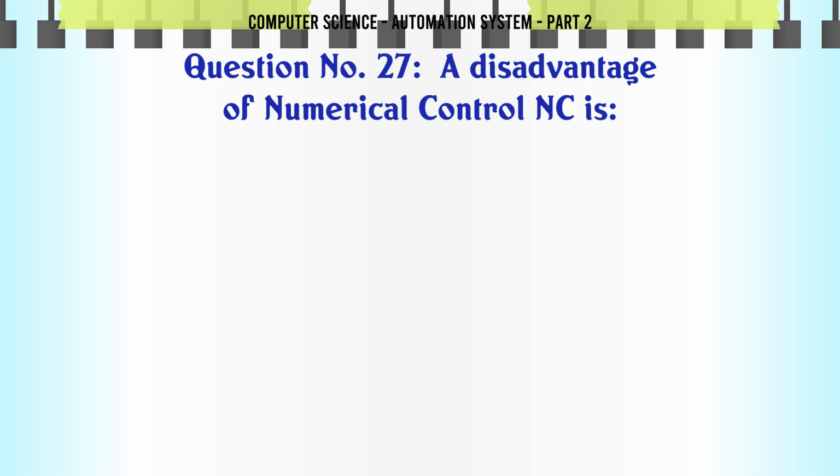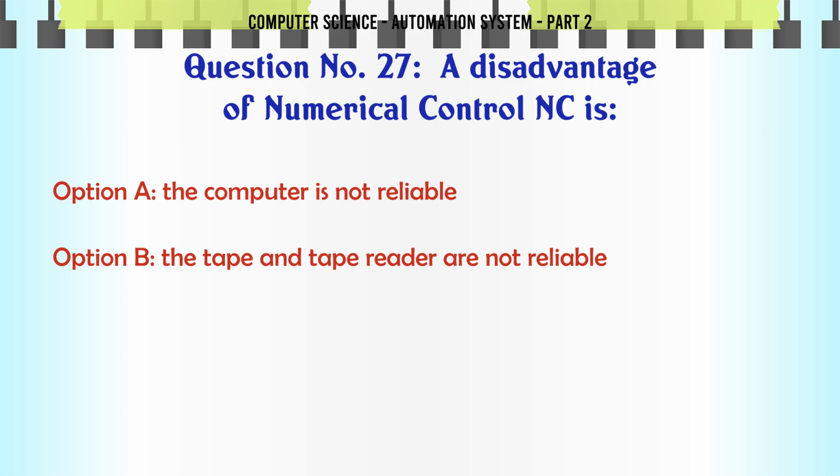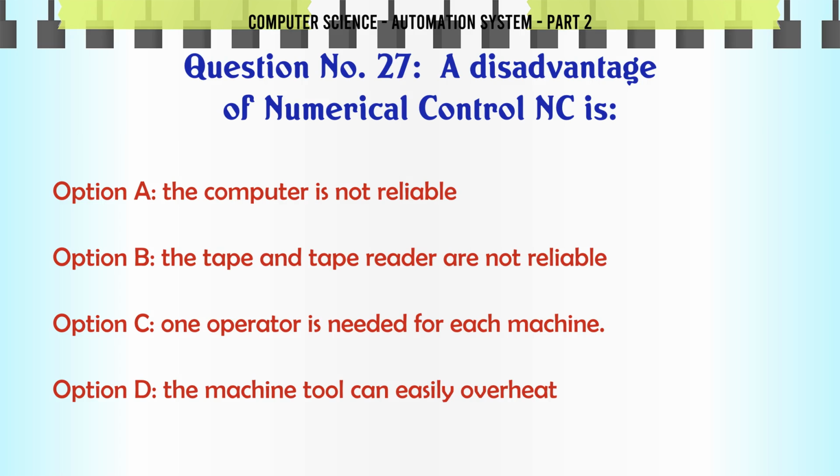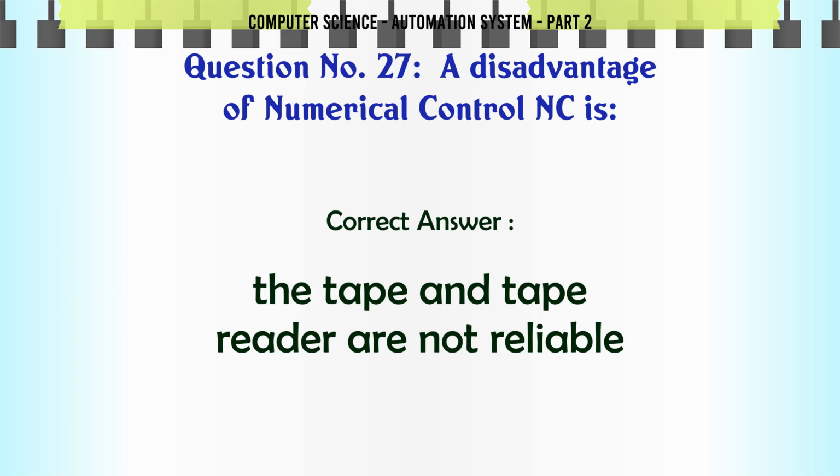A disadvantage of numerical control (NC) is: A. The computer is not reliable. B. The tape and tape reader are not reliable. C. One operator is needed for each machine. D. The machine tool can easily overheat. The correct answer is the tape and tape reader are not reliable.